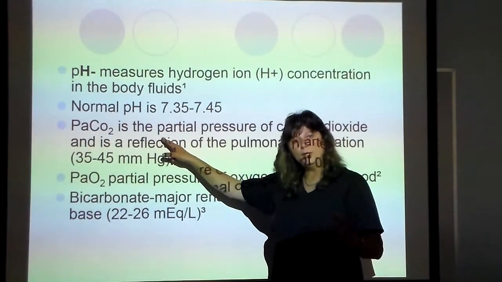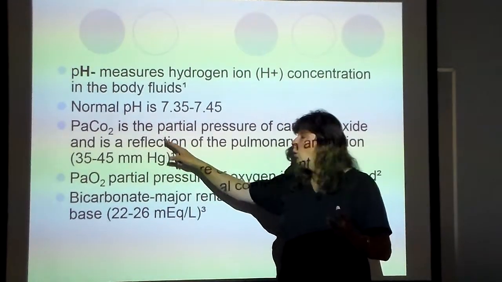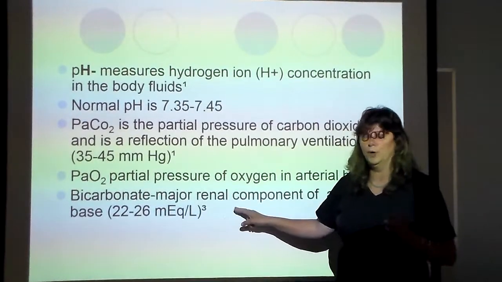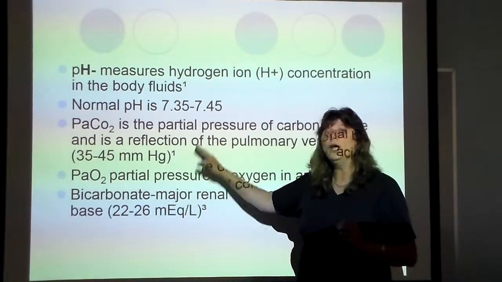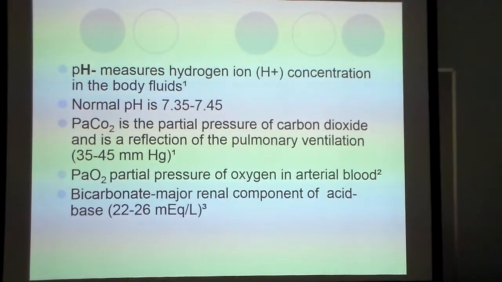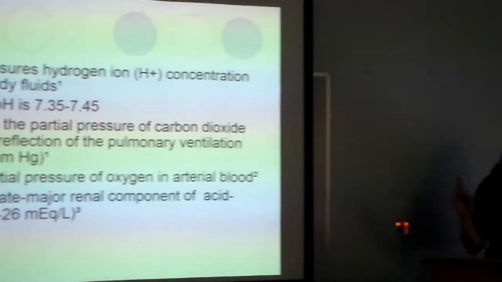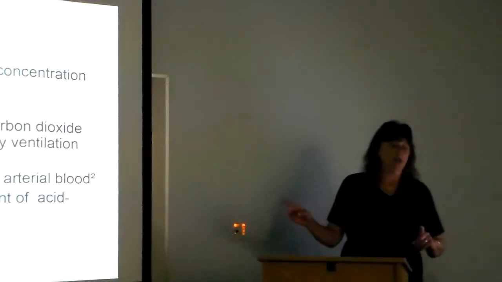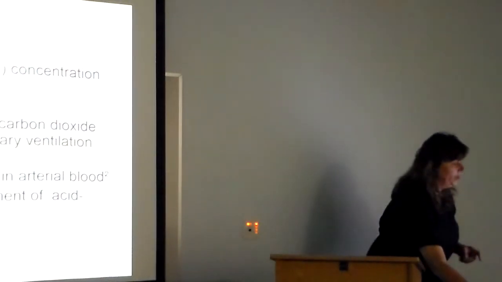PCO2, is it a respiratory issue or is it a renal issue? Okay, is it respiratory or is it metabolic? Okay, all right. With that in mind, normal bicarb is 22 to 26 milliequivalents per liter. Okay, those are the normals.